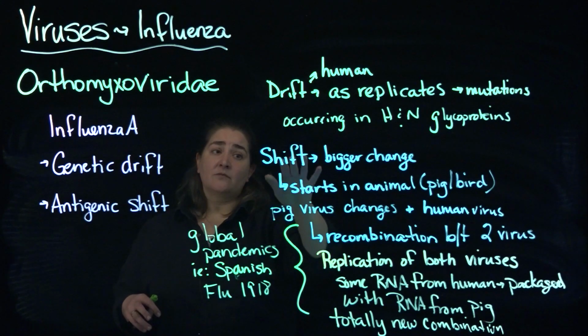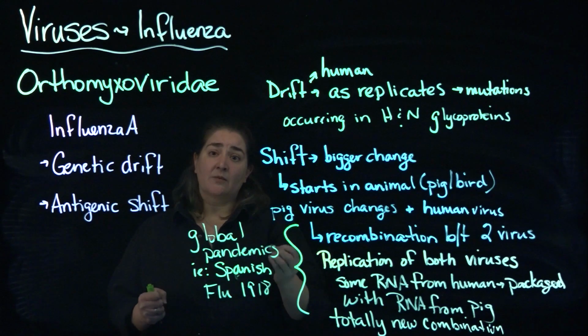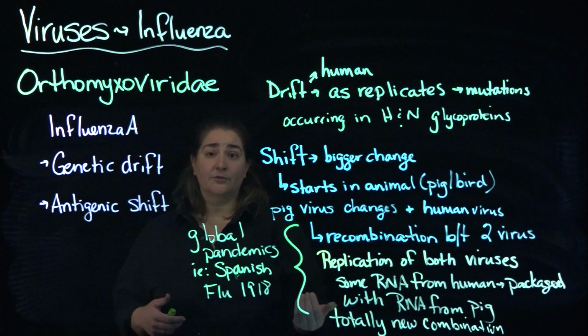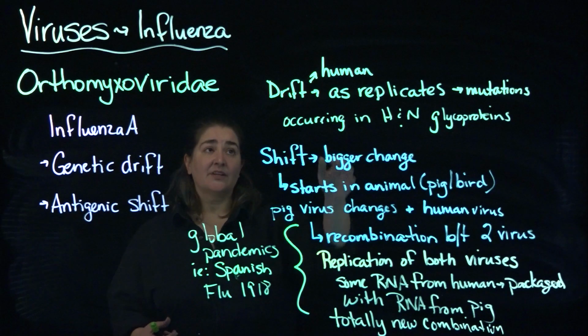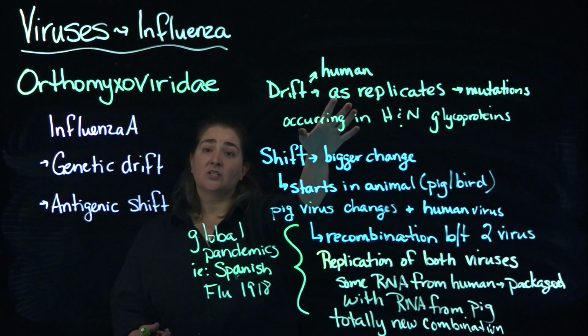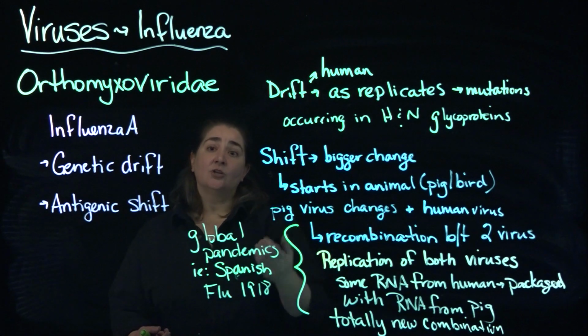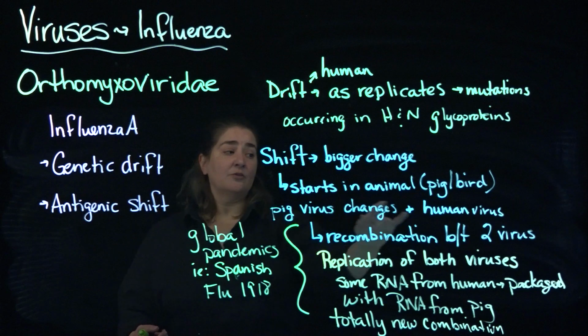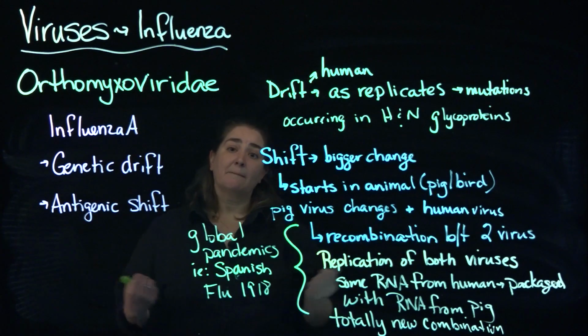So antigenic drift, antigenic shift, I want you to be able to differentiate between the two and explain to me how they differ, what happens within the cell. Drift, small mutations that occur, this occurs just within humans. Shift, you need to have another animal, virus has to start in the other animal, combines with human, makes a whole new combination, okay?